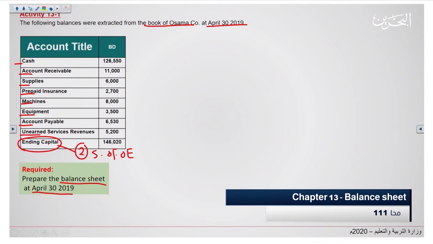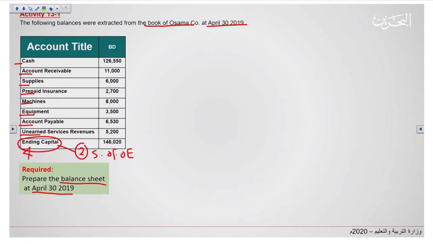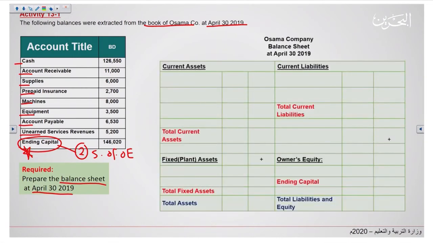So in this activity we are going to prepare only the balance sheet, because they already have given us the ending capital from the statement of owner's equity. So first we will try to solve the balance sheet together. The layout of this balance sheet is obviously horizontal, because we are listing the assets on the left side and the liabilities with the owner's equity on the right side. Now we want to make sure that this formula is balanced.